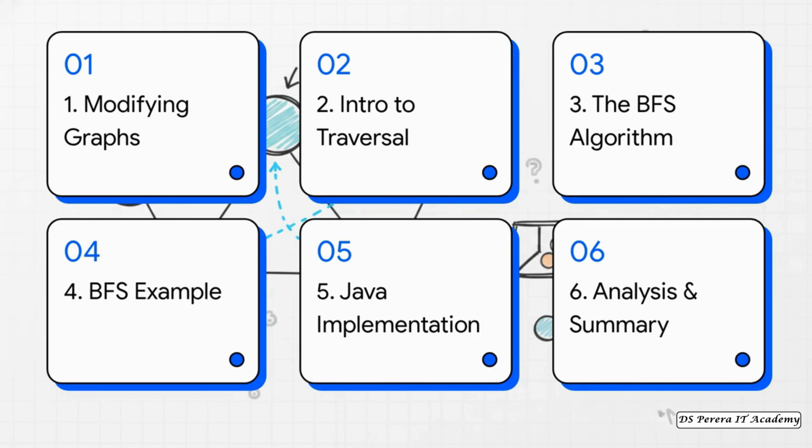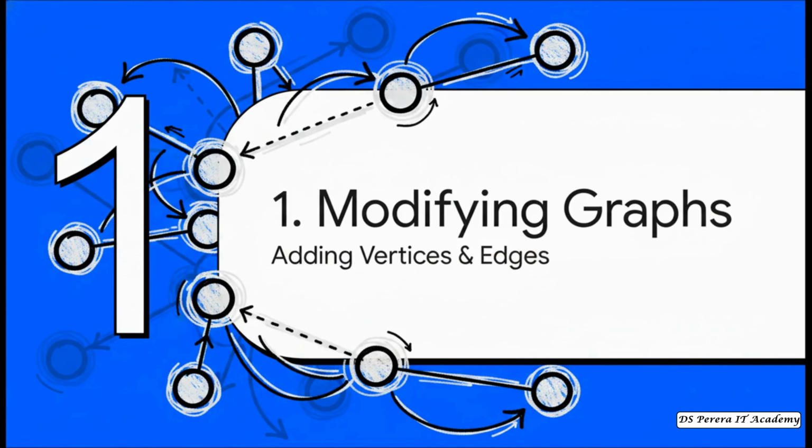So here's our roadmap for today. We'll start with how to change a graph, then we'll get into the big idea of traversal. After that, we'll unpack the BFS algorithm step by step, watch it in action with a full example, build it ourselves in Java, and finally, we'll analyze its performance to see why it's such a powerful tool in the industry. Okay, let's get into our first topic.